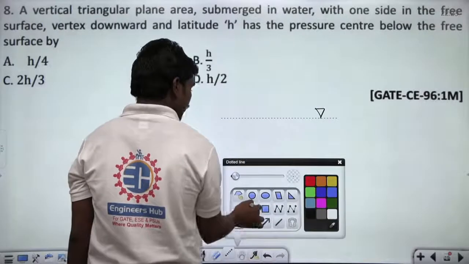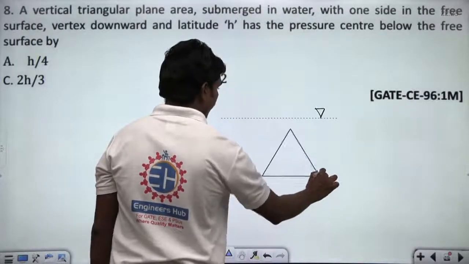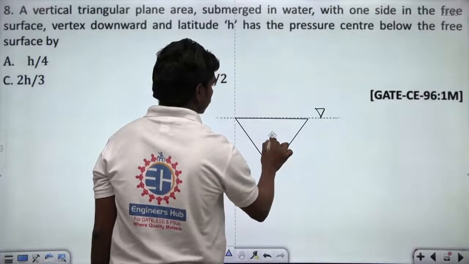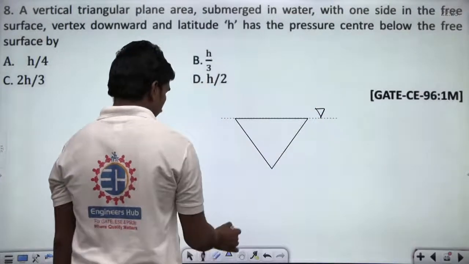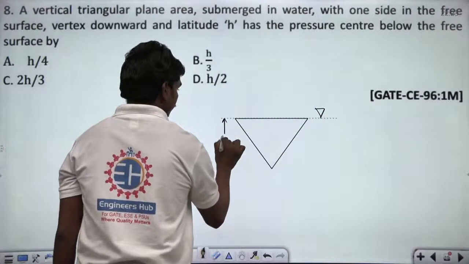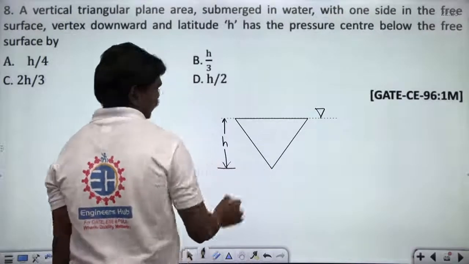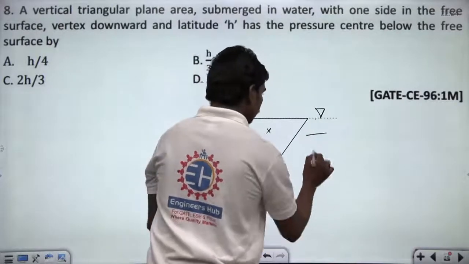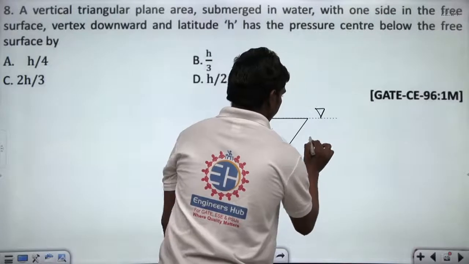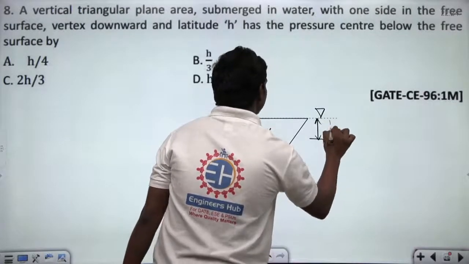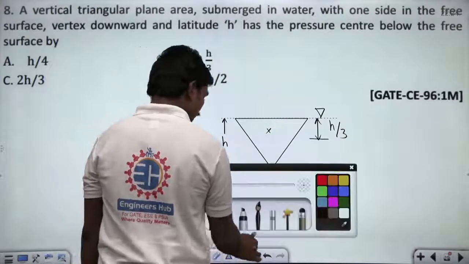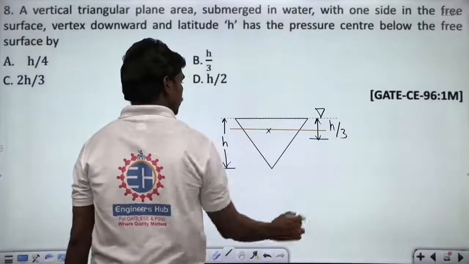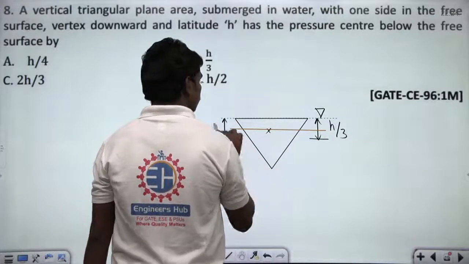Whenever I am having a triangle with its vertex downward, see here, if this is the triangle, then when this height is H till this location, they are asking for the depth of the center of pressure. You know this height is H by 3 in general. So this height is H by 3. If this is the centroid, then you have some axis passing through the centroid, correct? So this is the axis passing through the centroid, this is x, x.